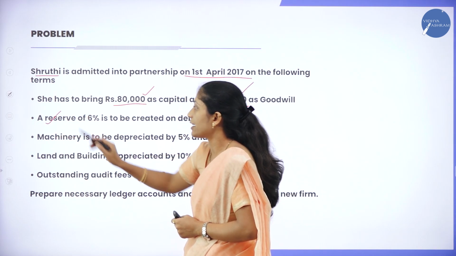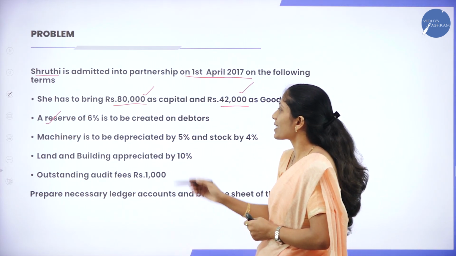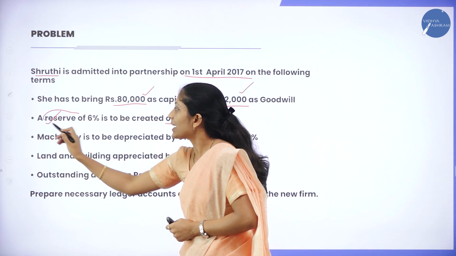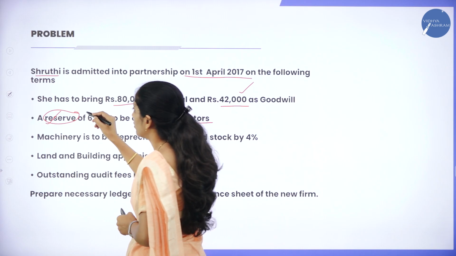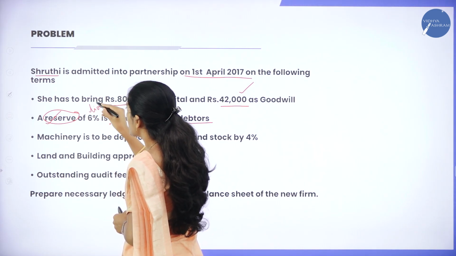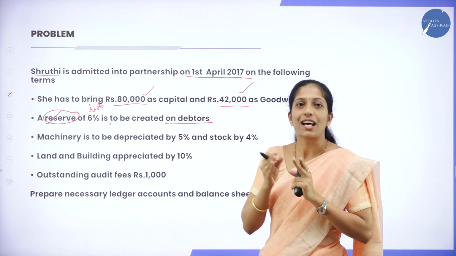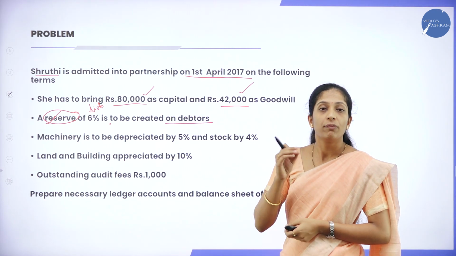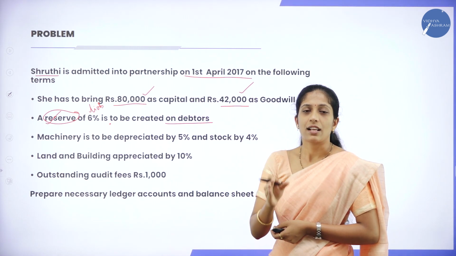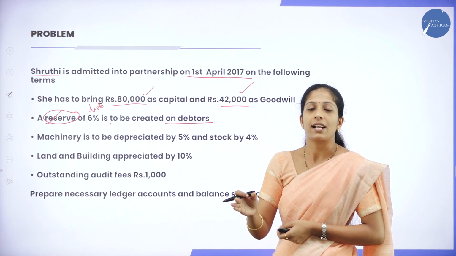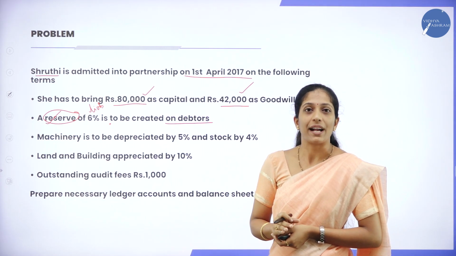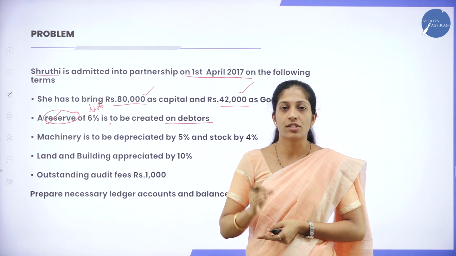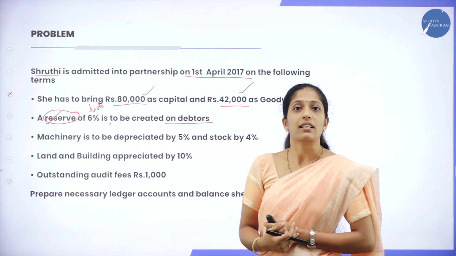Now coming to the second adjustment, a reserve of 6% is to be created on debtors. Now what do you mean by reserve? So reserve is always a liability. Remember, whatever is deducted from debtors, now reserve has to be deducted from debtors. So if you have seen earlier in the balance sheet, we will deduct this reserve. It may be RBD, that is reserve for bad debts, or PBD, provision for bad debts, PDD, provision for doubtful debts, or simply bad debts. So these are the items which have to be deducted from debtors.